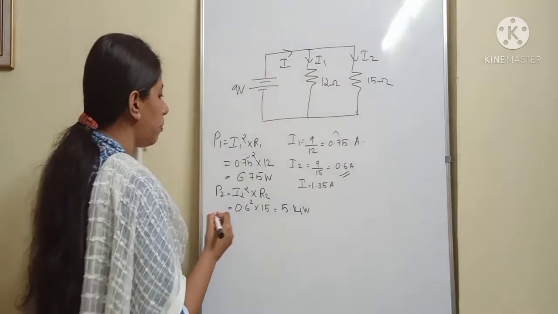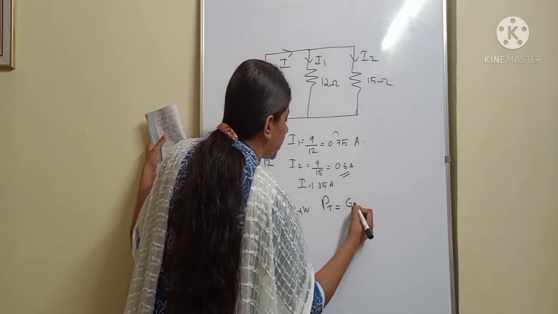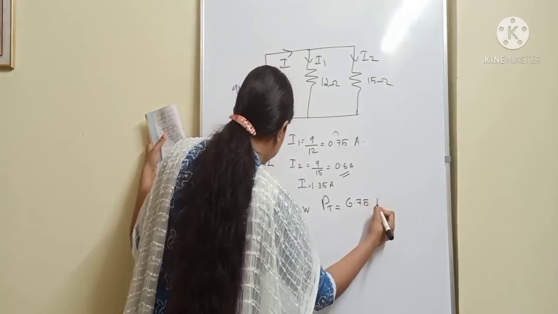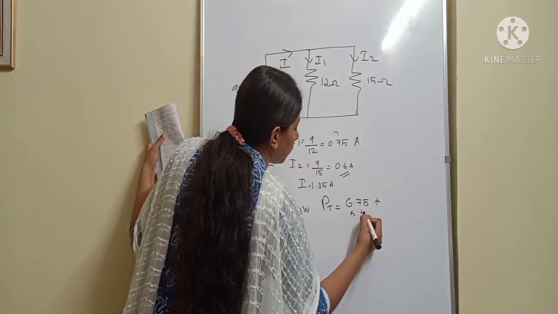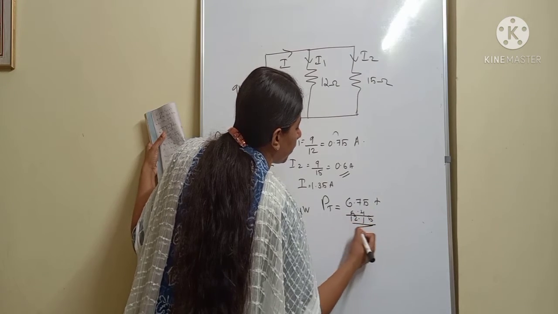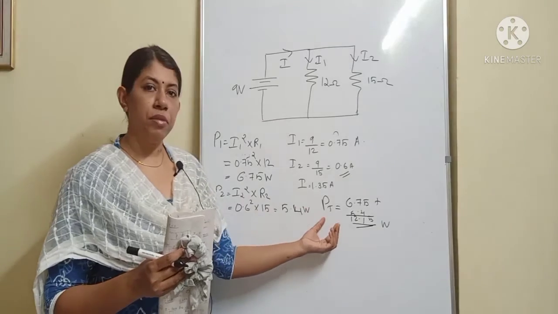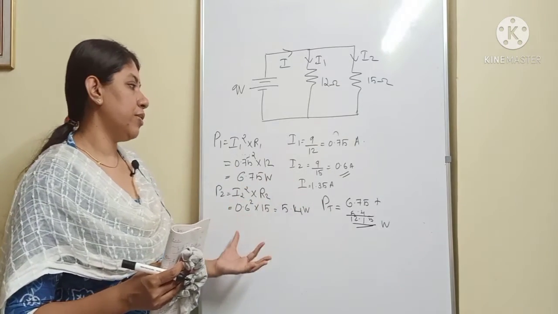Okay, so total power is P1 plus P2, that is 6.75 plus 5.4, and this will be 12.15 watt. And this is how you calculate the total power by calculating the individual powers.